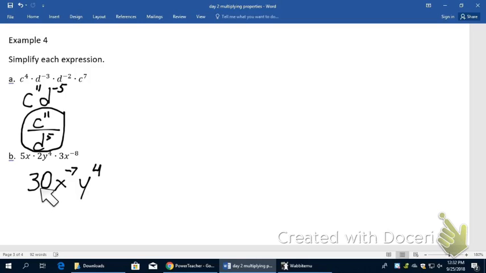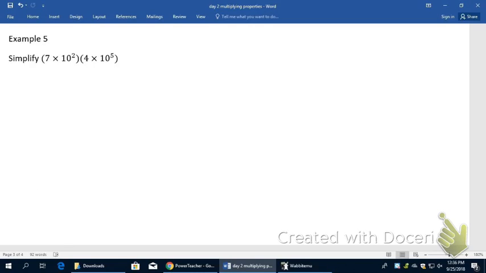Now I have 3 bases. 30 is to the first power, x is to the negative 7th, y is to the 4th. This is my problem right here, is that I need to move this base to the denominator so it will be positive. So I'm going to have 30y to the 4th on the numerator. I'm going to have x to the 7th on the denominator, and I know I'm done.